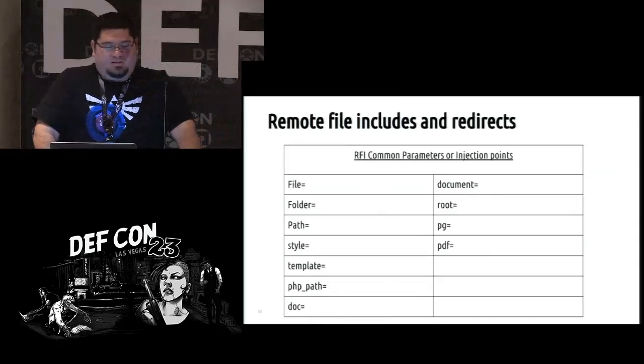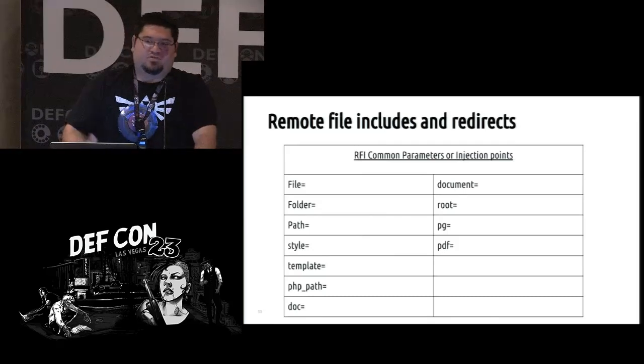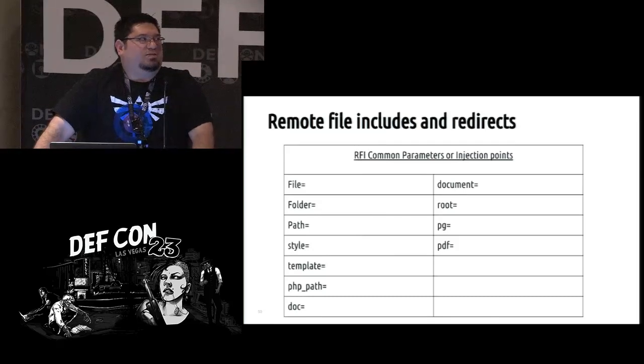So for RFI, these are the common parameters: file, folder, path, style, template. These are where I saw the most bugs, or where other researchers published data around their RFIs. These are the type of parameters you can test. And I think eventually what you do here is write a Burp extension. I haven't yet, but it would automate this: anytime you see these, it sends them to Logger or something like that, so you can go test them later. I haven't done it because I just do it with eyeballs, but writing an extension to do this work is probably the better way.